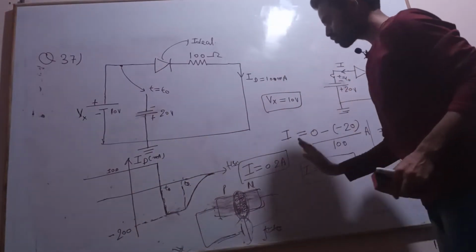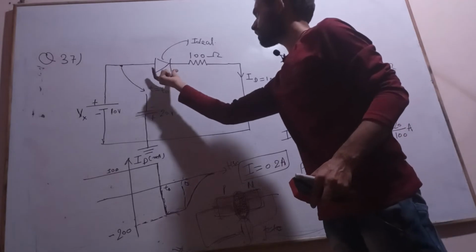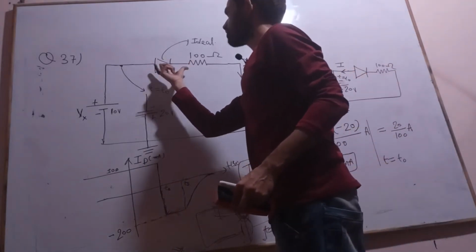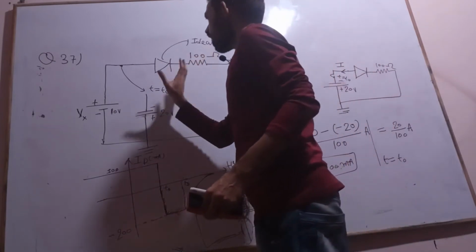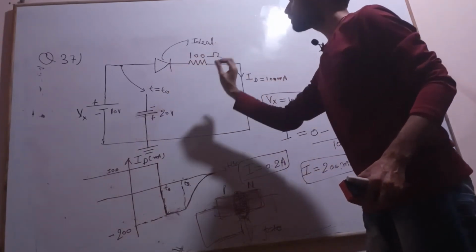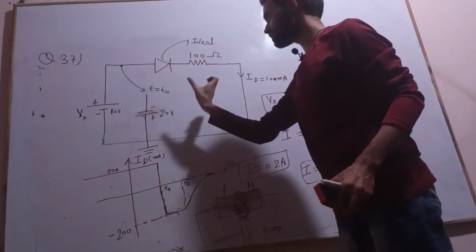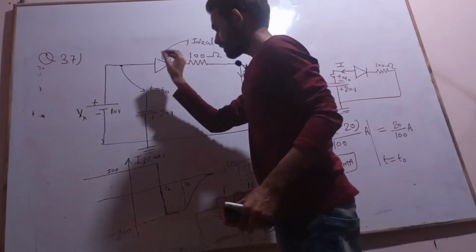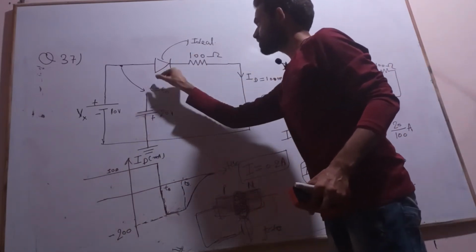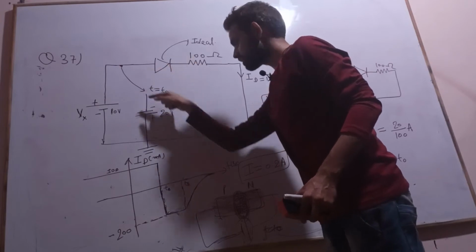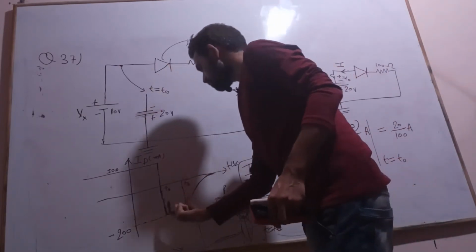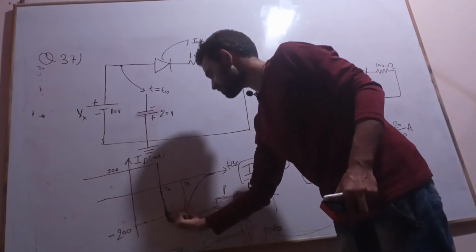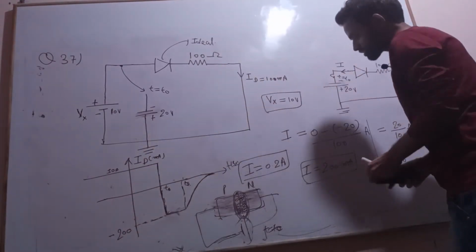Because we have understood that there is some minority charge carrier storage within the depletion region. Then how much time is required to remove those minority charge carriers within the depletion region? That much time this diode will maintain this current, and this time is nothing but the storage time. So the answer is what?